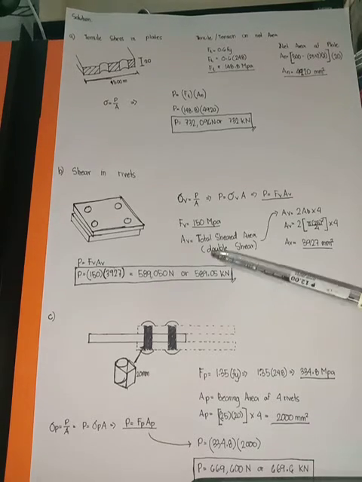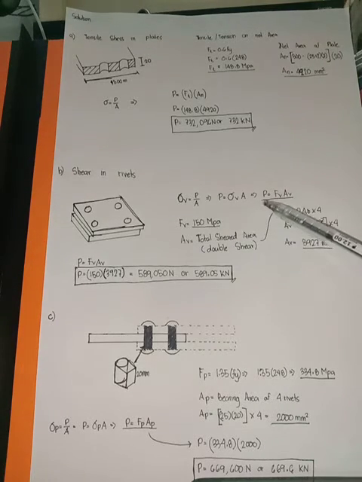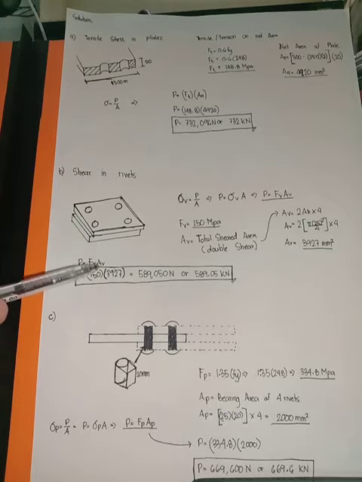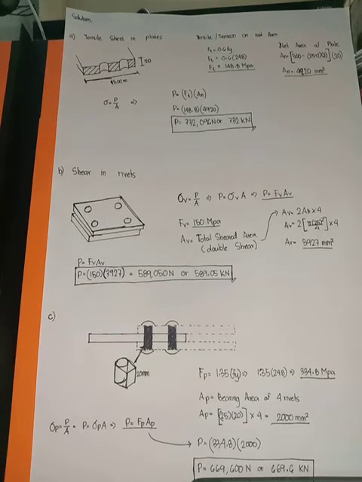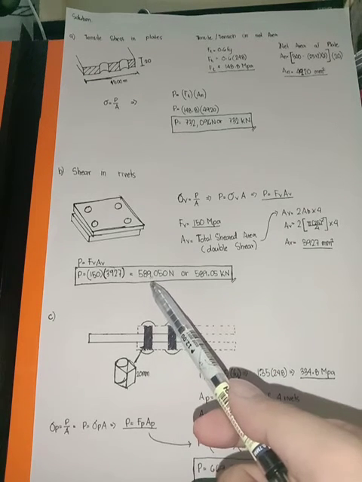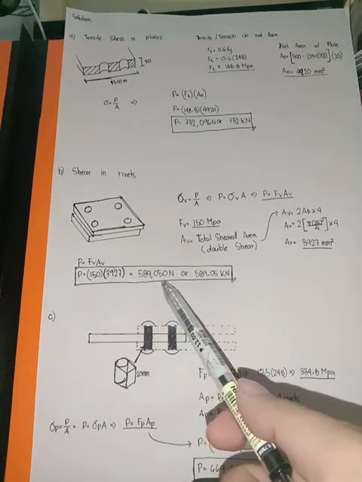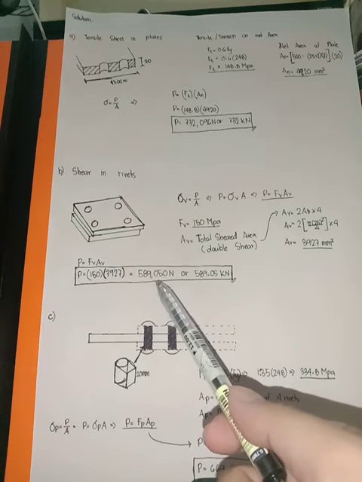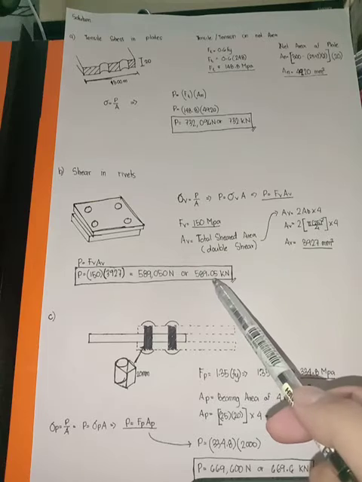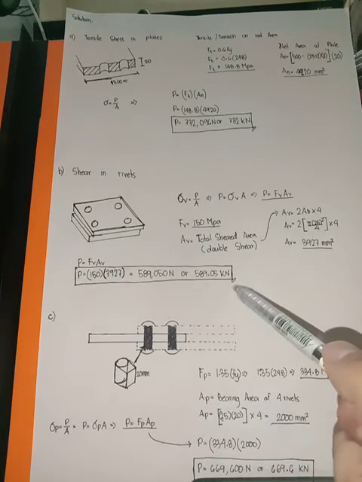Now that we have the area under shear, we can get our load P. So P is equal to shear times area, which is 150 times 3,927. So our loading P is 589,050 Newton, or if we convert to kilonewton, that is equal to 589.05 kilonewton.